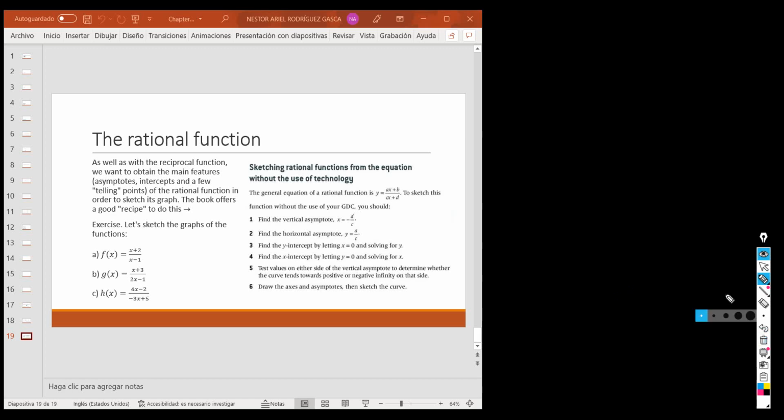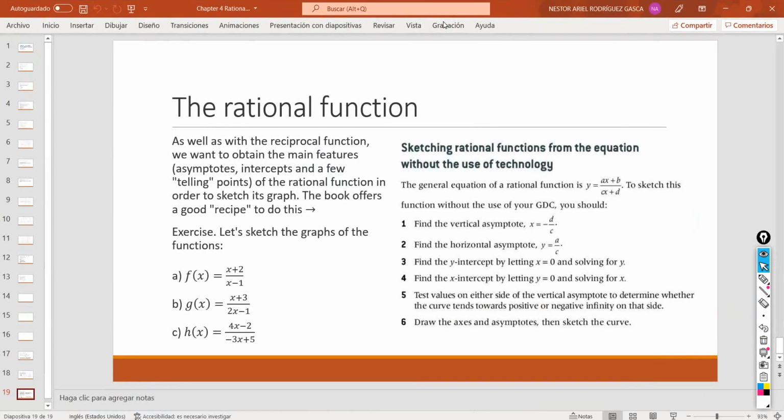So basically that was the whole lesson that I was going to teach you today. And the only thing that remains, let me go back here, is this exercise. I want you to sketch the graphs of these functions, f, g, and h, by following this recipe. Do all of these things in order, and then sketch the functions for the next lesson, which is tomorrow.